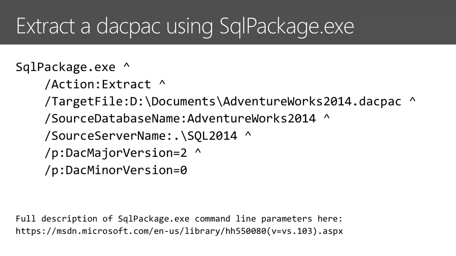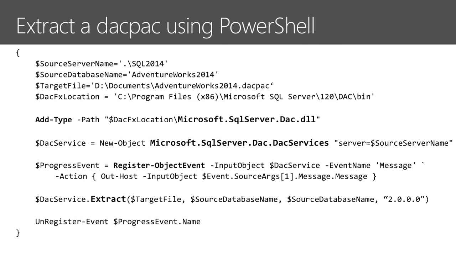With SQL package on the command line, you can only specify the major version and minor version as 2 integers, so it's 2.0, not a normal 4-part version. So this is a sample of PowerShell.